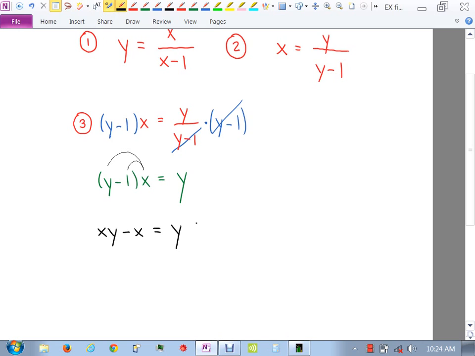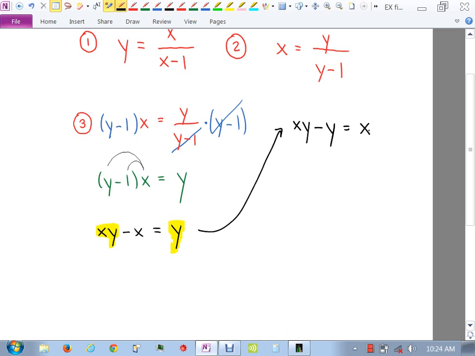So why don't we get all the y terms on one side, everything that doesn't have a y on the other side? When I say y terms, I mean things that have y's in them. Let's get these two guys together on one side and get the other guy away from them. You can add the x to move it to the right and subtract the y on the right to get it on the left. So it would become xy minus y equals x. That okay?